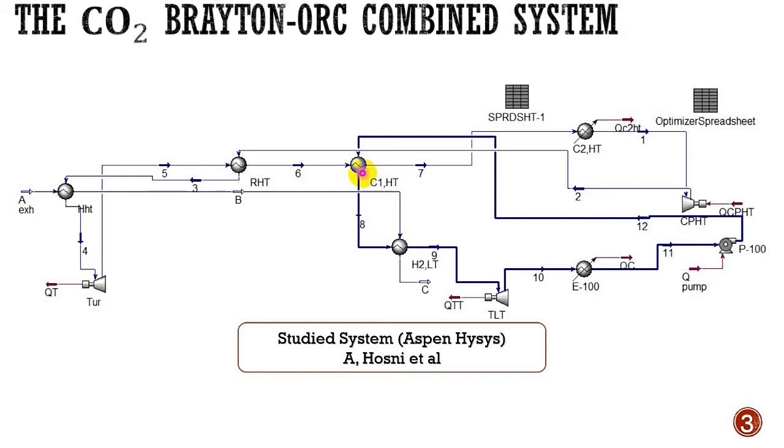And after that we can talk about the ORC, where R123 is applied, here in the thickest line, the most thick line. So the ORC system is made up of a heater, a condenser, a turbine, and a pump.